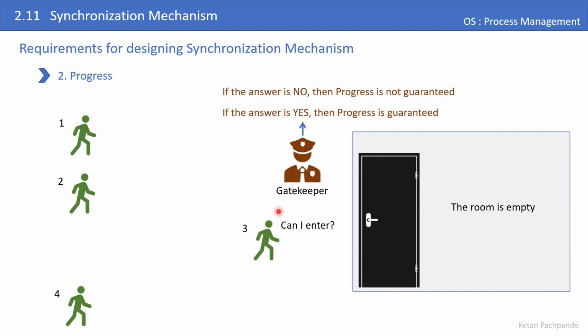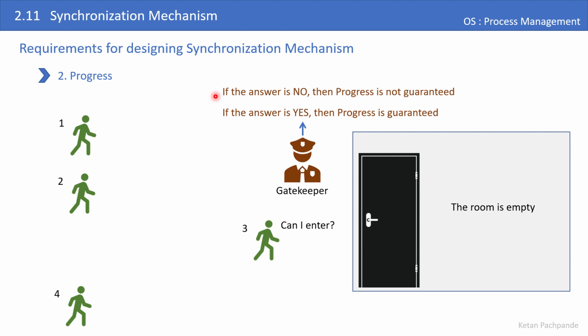So here the situation is, even if the room is empty and the student with roll number 3 comes first, the gatekeeper disallows the entry, and in this case I can say that this system, or the algorithm implemented by the gatekeeper, does not guarantee progress of the processes.